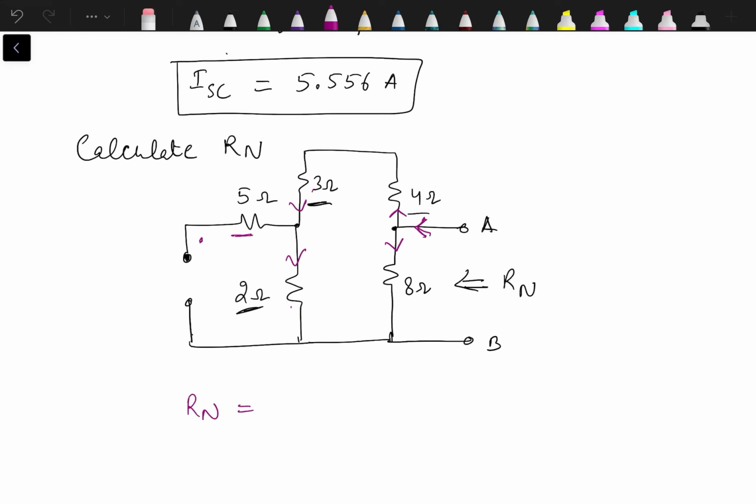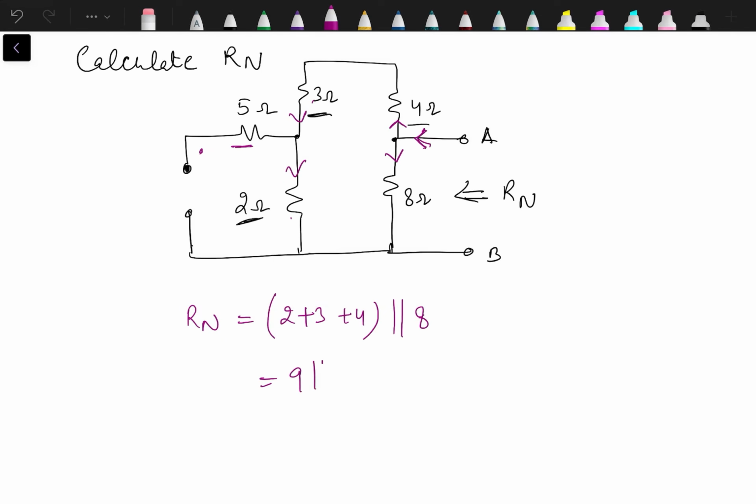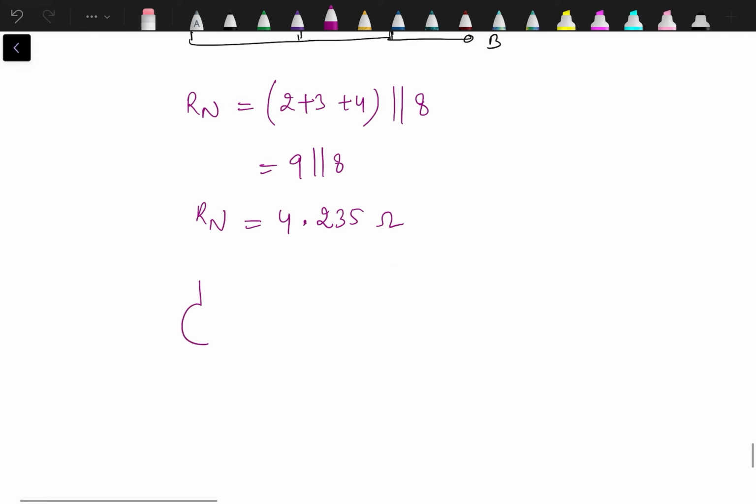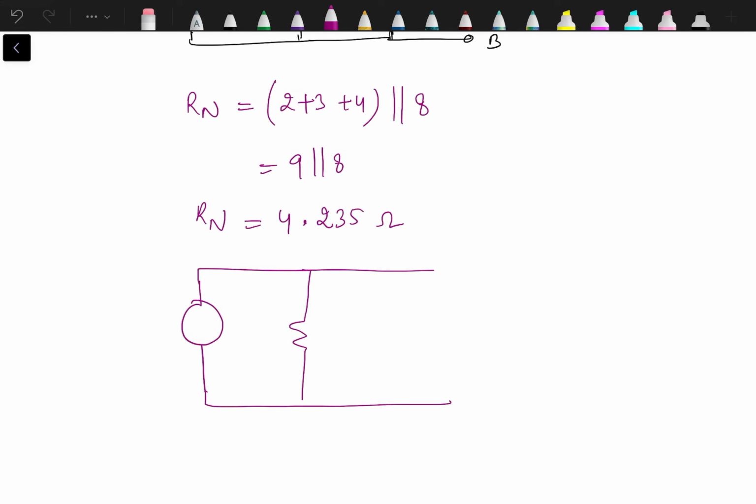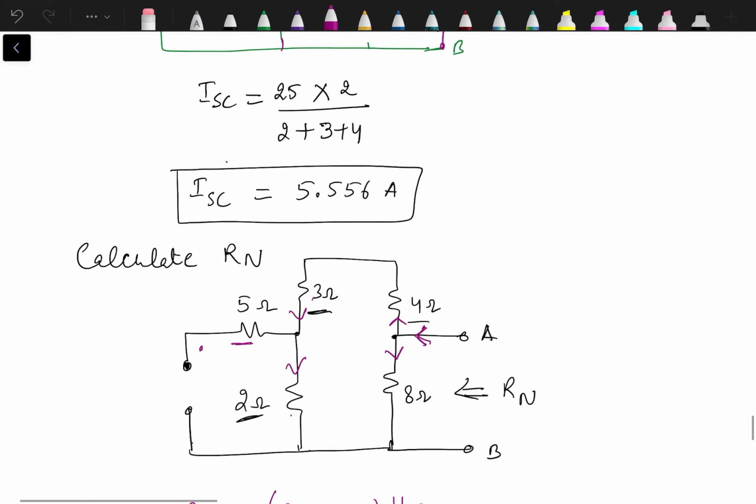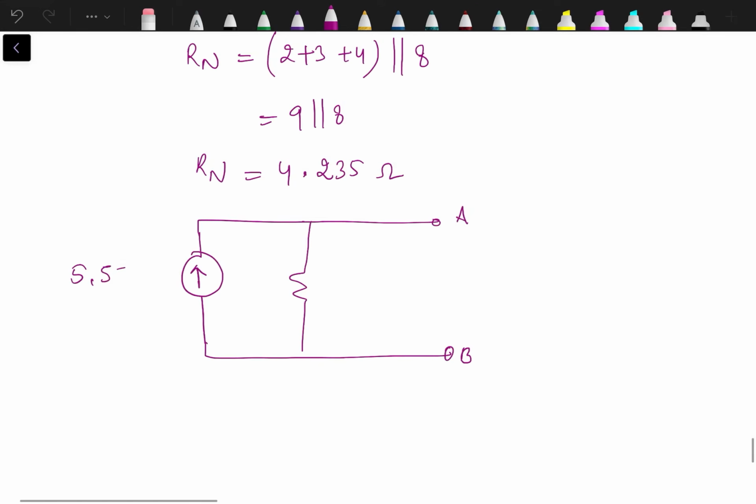So Rn is 2 plus 3 plus 4, and that is in parallel with 8. So 9 in parallel with 8, which is actually 4.235 ohm. Then we have to draw Norton's equivalent. Now Norton's equivalent is a current source connected in parallel with the resistance, and here we will have terminals A and B. Current source value was 5.556 ampere. Rn is 4.235 ohm.